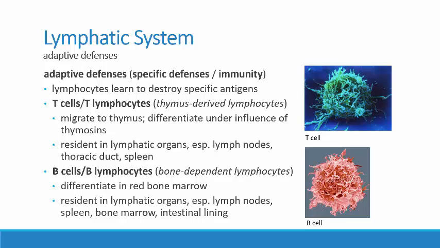The B cells, or the B lymphocytes, we can think of these guys as being bone dependent. So if the T lymphocytes are thymus-derived, then the B cells are bone-dependent lymphocytes, and they differentiate fully and fully develop in the red bone marrow. And then once they are mature, they will take up residence as well in lymphatic organs, and they're found especially in the lymph nodes and in the spleen, but also remain in the bone marrow or can be found in the intestinal lining, among other places. So they're certainly found throughout the body, but those are places where we see especially large concentrations of them.